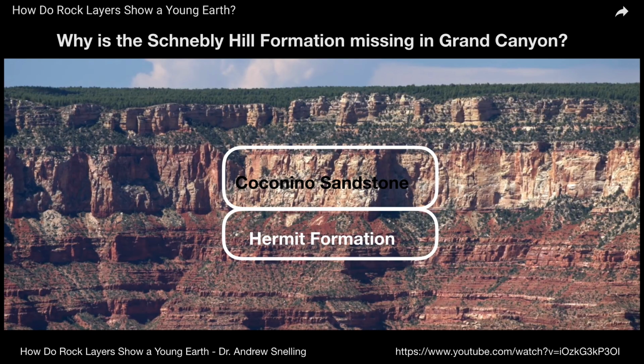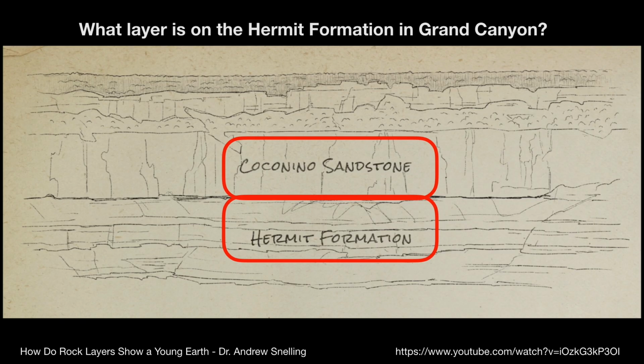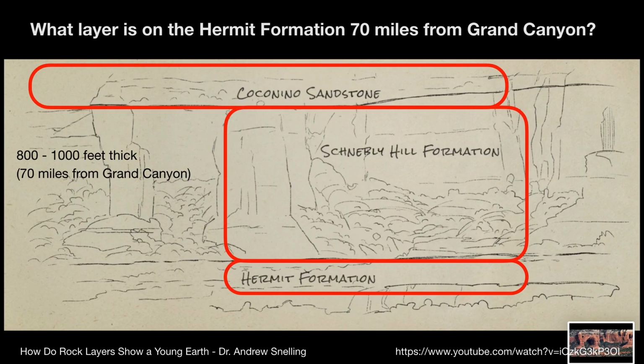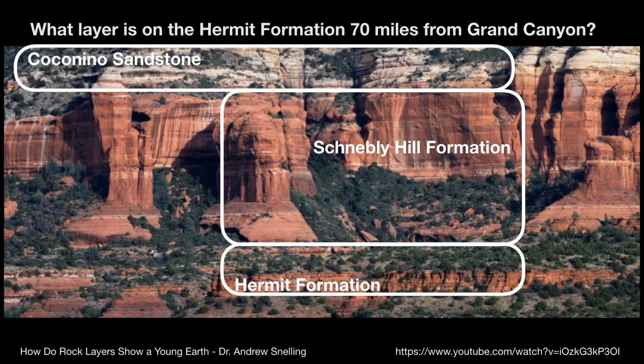And another question is, why is the Schnebly Hill Formation missing in the Grand Canyon? Because in the Grand Canyon, you got the Coconino Sandstone right on top of the Hermit Formation. But you go 70 miles away, and you got the Schnebly Hill Formation, which is 800 to 1,000 feet thick, and it's separating those two. So why does that happen? You can watch that on Andrew Snelling's How Do Rock Layers Show a Young Earth? It's a really good video, and it's very eye-opening. That geologic column just doesn't work.